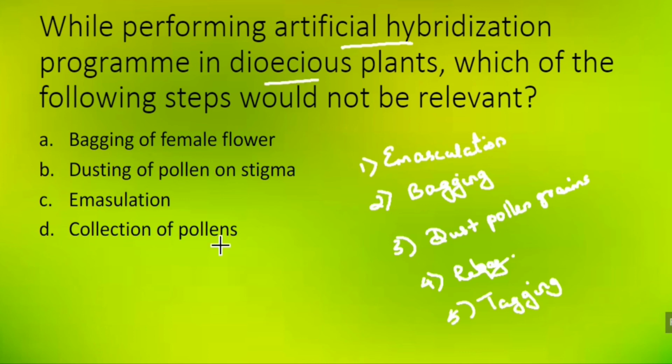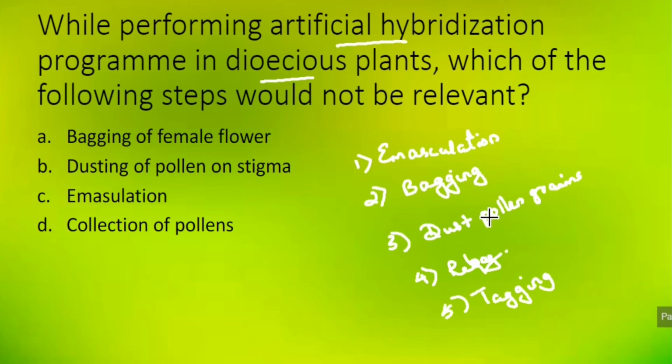But it is a dioecious plant. Dioecious plant means either male flower or female flower will be there. In dioecious plants, we know you are doing it for the female flower. So there is no anther or stamen present. So there is no need of emasculation in unisexual flowers. So here the step that can be avoided or is not relevant is emasculation.